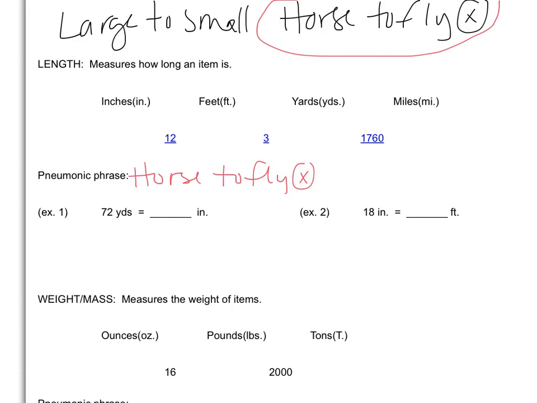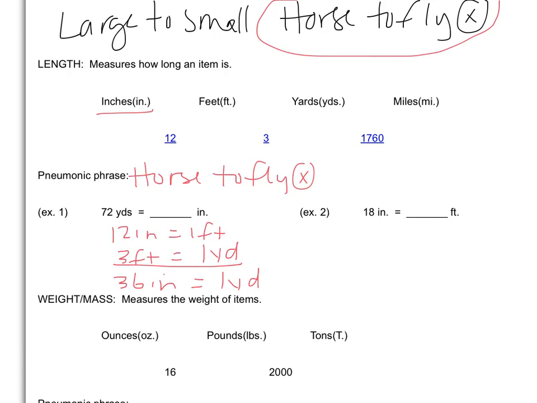You're going from a bigger unit, yards, to a smaller unit, inches. Okay, so now we need to do the conversion. Like I said, we start with inches. There's 12 inches in 1 foot. And now we're in feet. There are 3 feet in 1 yard. And now to figure out how many inches in a yard, we need to multiply. So there's going to be 36 inches in 1 yard.